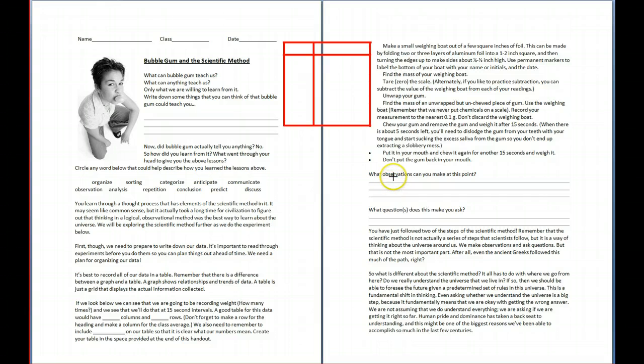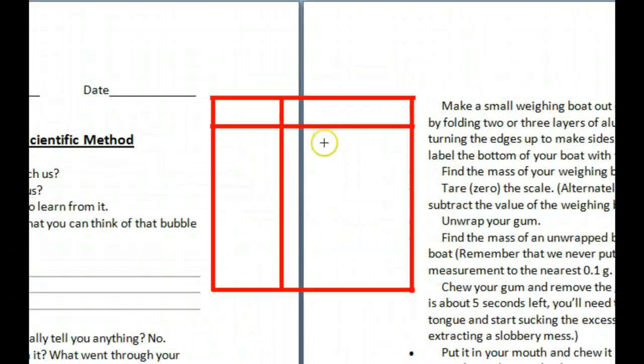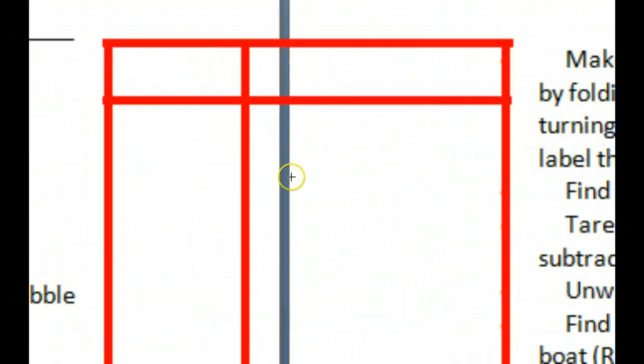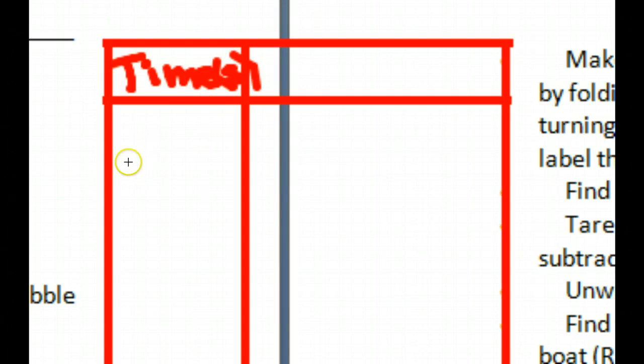Okay, so let's see what you came up with here. We're going to zoom in a little bit. And let's talk about what we might want to have in this first column here. Probably in this case we've got time, right? Because you were recording every 15 seconds. One of the first things we did was record the mass. It's a little hard to read there, but that's time in seconds. We recorded the mass at different intervals, right?